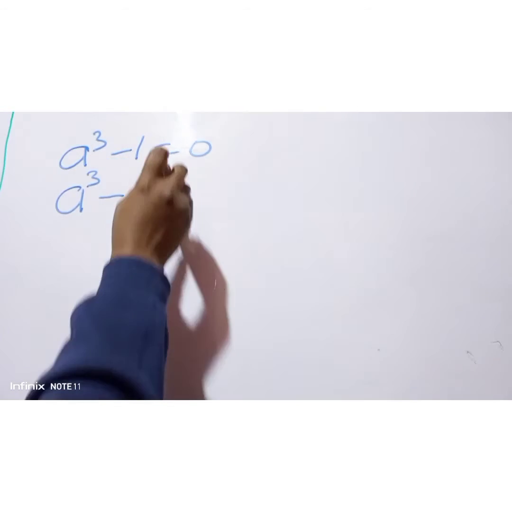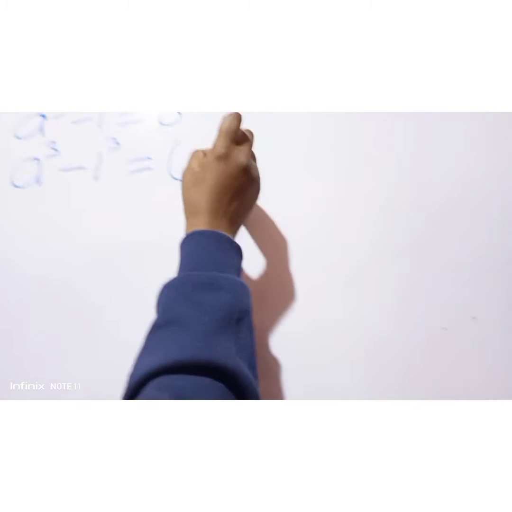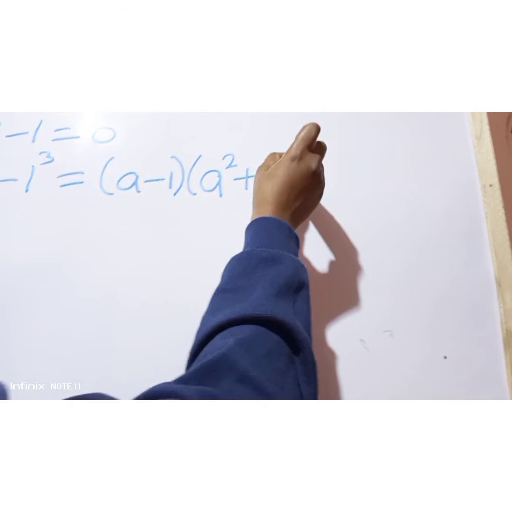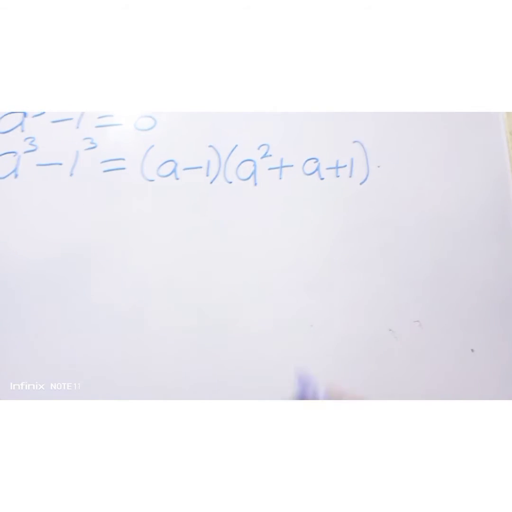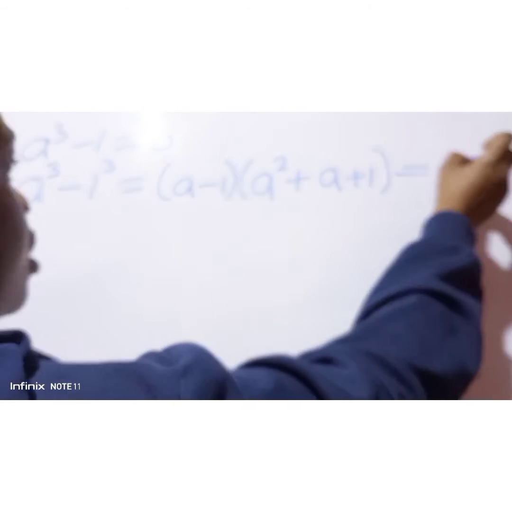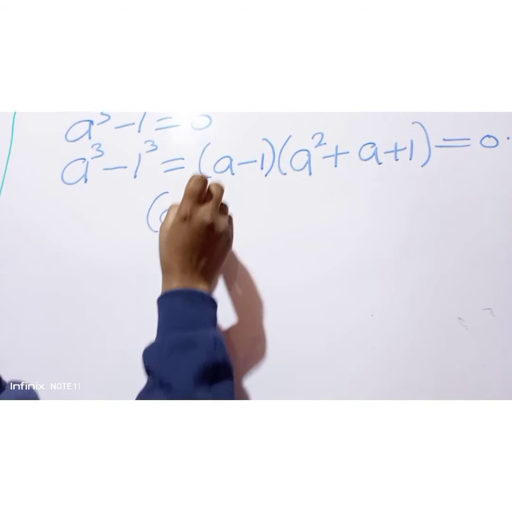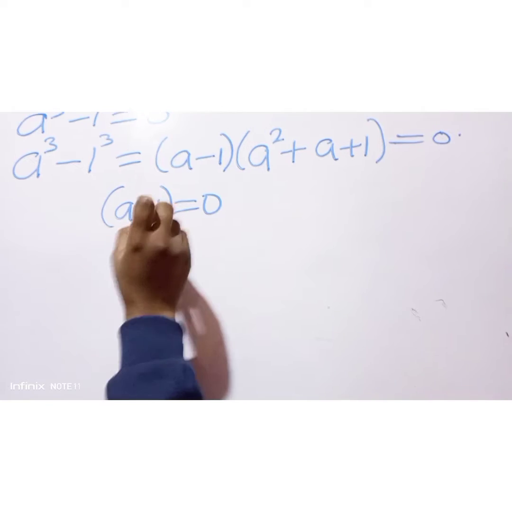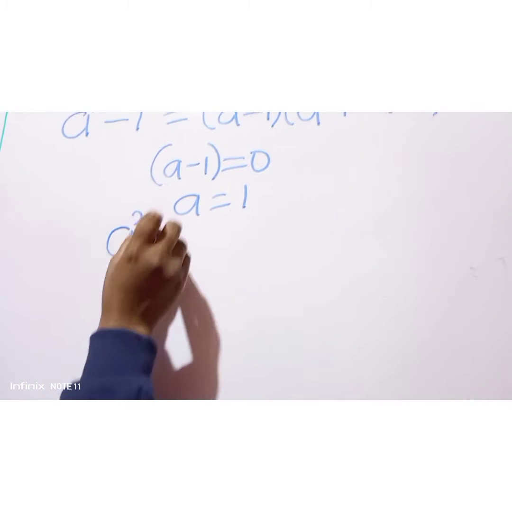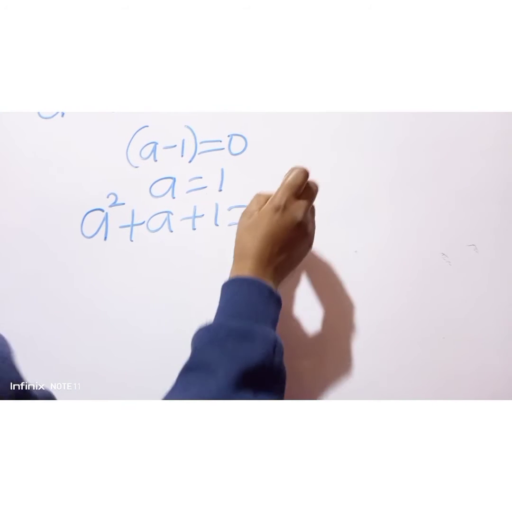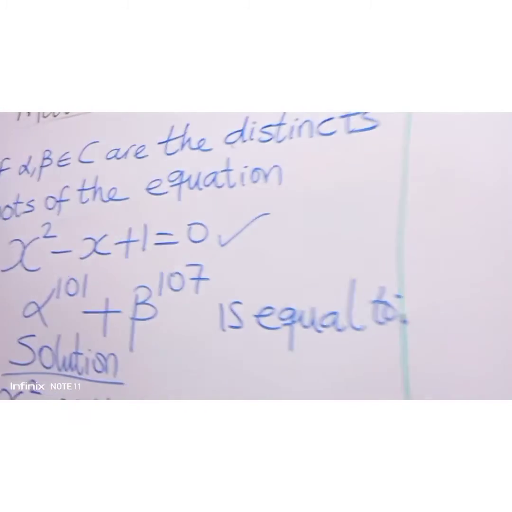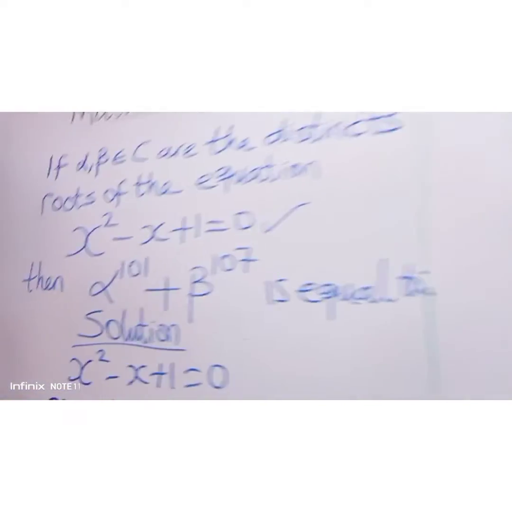So if you have something like this, the formula for that is a minus 1 into bracket a squared plus a plus 1, and everything is equal to 0. So that means a minus 1 is equal to 0, so a is equal to 1. And we have a squared plus a plus 1 is equal to 0. If you look at this equation with the quadratic equation that we are dealing with, you can see that they are almost the same thing.